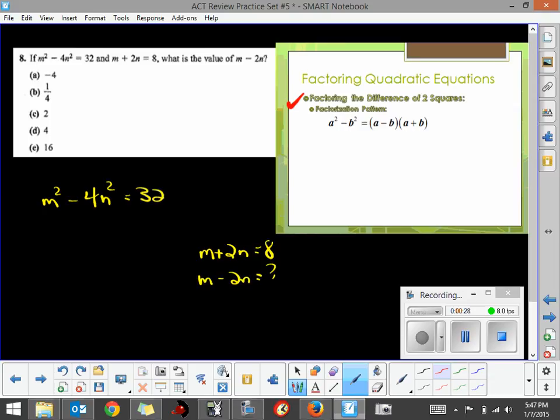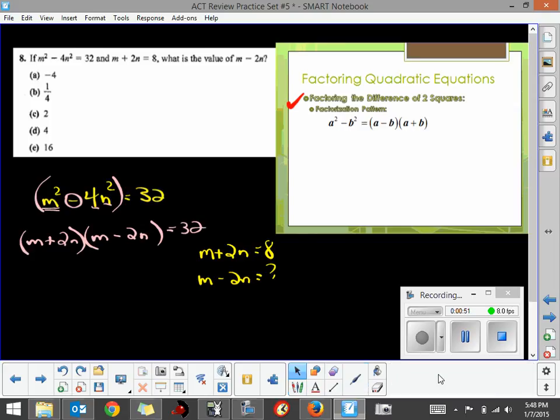The reason this problem is fairly simple is because this is the difference of two perfect squares, which means it can be factored. The factorization pattern is: the factors of m squared are m times m, the signs have to be different, plus and minus, and since 4 is a perfect square and n squared is a perfect square, we're going to factor into 2n times 2n, that equals 32.